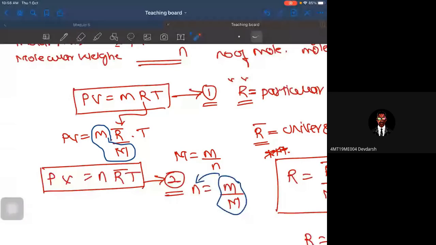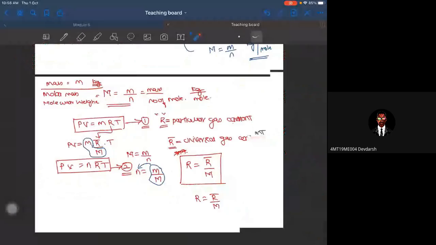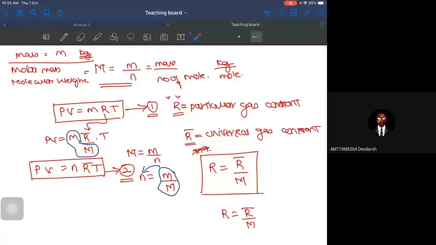So give me the two forms of the ideal gas equation. PV is equal to nRT, and PV is equal to n R bar T. Okay, that's correct. What is the other form? PV is equal to mRT.